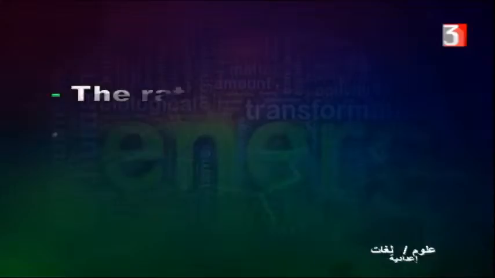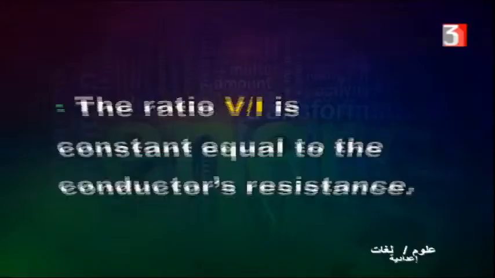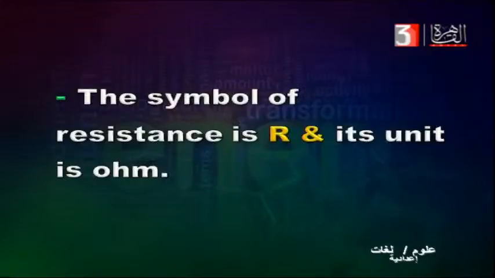The ratio between potential difference and electric current intensity is constant and equal to the conductor's resistance. So here, the ratio between potential difference, which is V, and electric current intensity, which is I, is constant. And this constant ratio is resistance, or electric resistance. The symbol of resistance is R, and its unit is ohm. Don't forget, we measure it by a device called an ohmmeter.